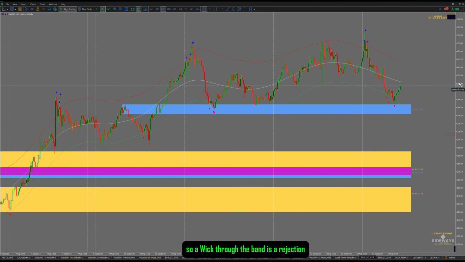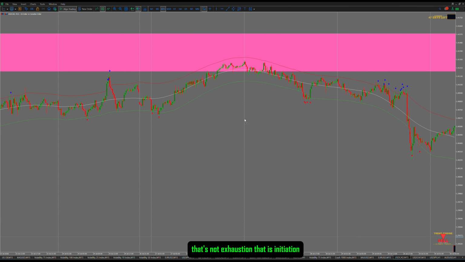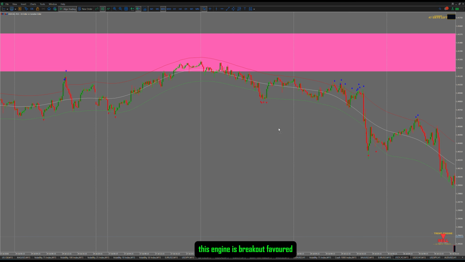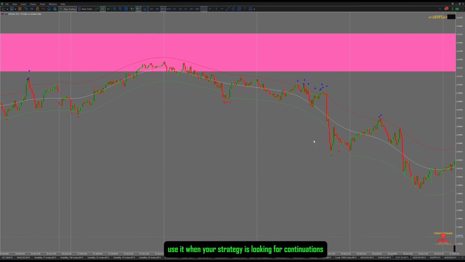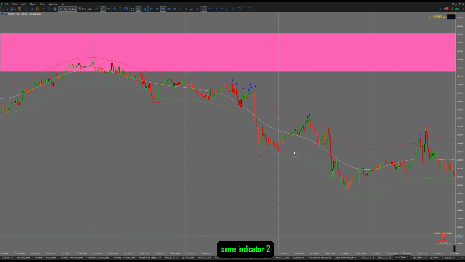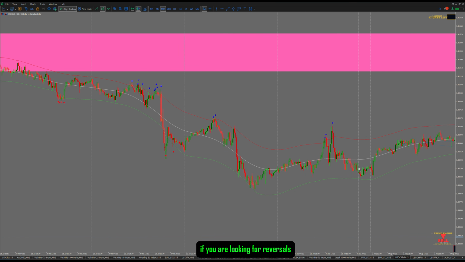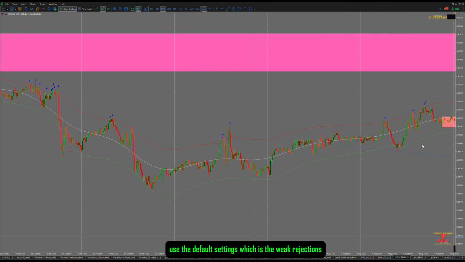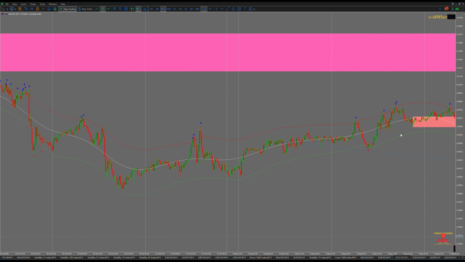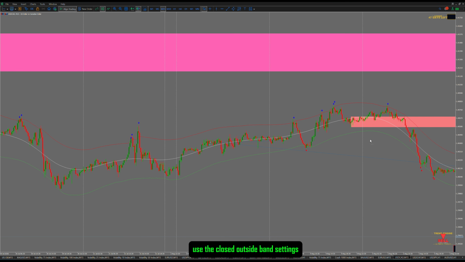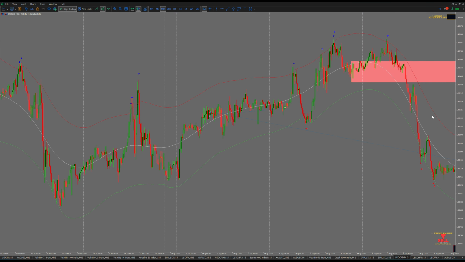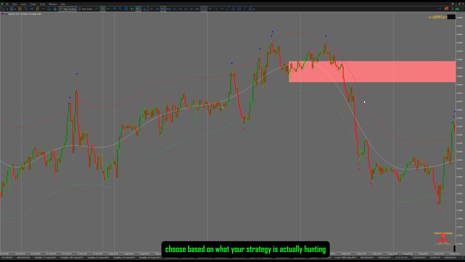So a wick through the band is a rejection, and a body through the band closing outside it is a displacement. That means huge volume. That's not exhaustion, that is initiation. This engine is breakout favored. Use it when your strategy is looking for continuations. Same indicator, two completely different approaches towards the market. If you are looking for reversals, use the default settings, which is the weak rejections. If you are a breakout trader, use the close outside band settings. Choose based on what your strategy is actually hunting.